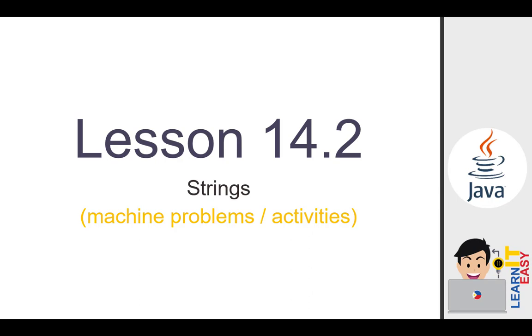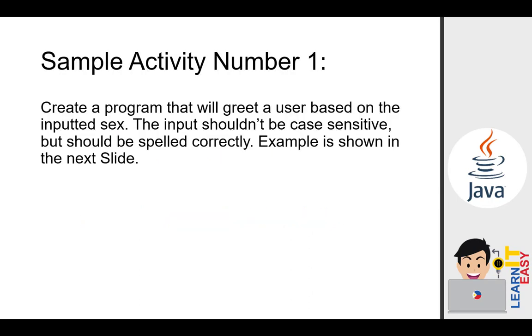In this video, we will talk about lesson 14.2, where we will demonstrate several Java strings activities. So let's get started. Sample activity number 1. We are going to create a program that will greet a user based on the inputted sex. The input shouldn't be case sensitive, but should be spelled correctly. An example is shown in the next slide.